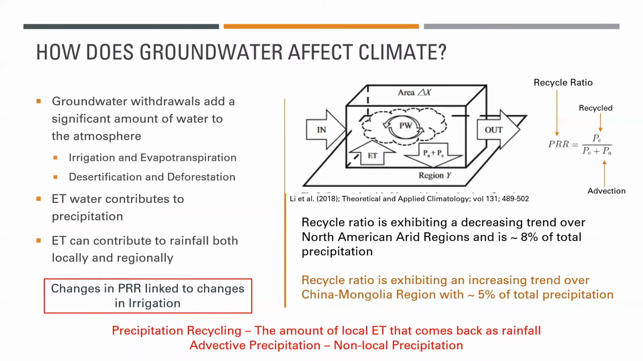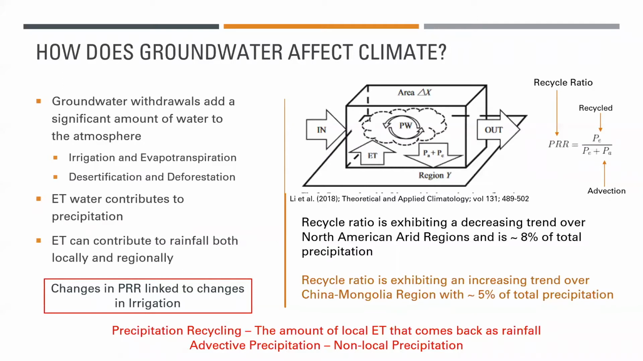So the key issue there is when we get rainfall, like we did last night here, there are two parts to that rainfall. One is what's called the advective precipitation, which is the water that went into the atmosphere someplace else and then moved with the winds and came to your place and condensed and came down. And then the other part is the recycled precipitation, which is the moisture that went up in your region and essentially came back in that region.